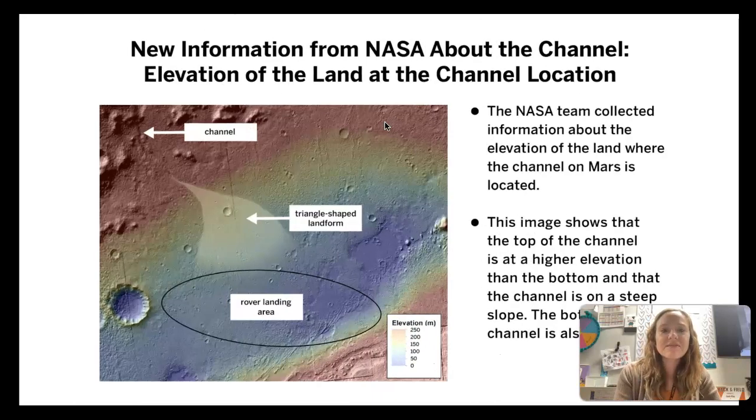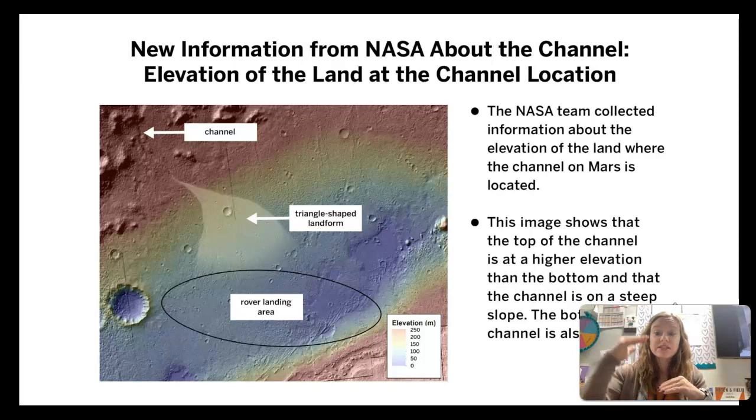So let's look at this information. Here it is, and you have this in your digital assignment, but I'm just going to read through it today. New information from NASA about the channel: elevation of the land at the channel location. Elevation means that some parts are higher or lower, so the elevation gets higher as things move up. If there's elevation, it means we're going to add some slope and steepness.